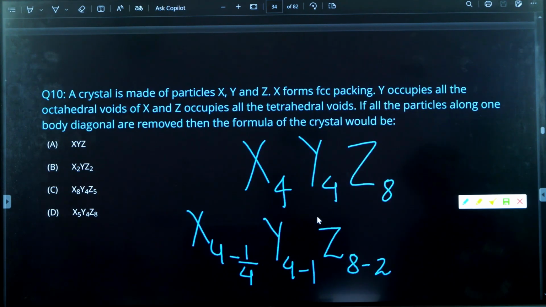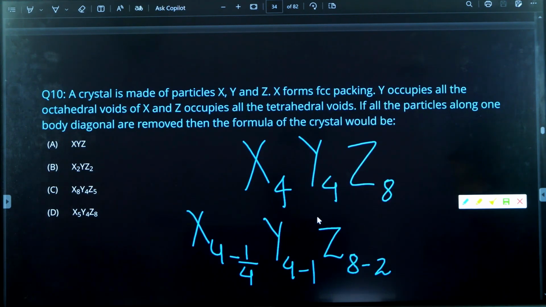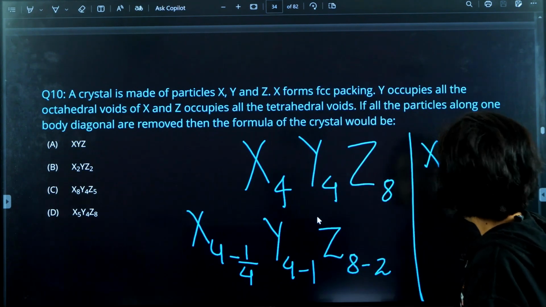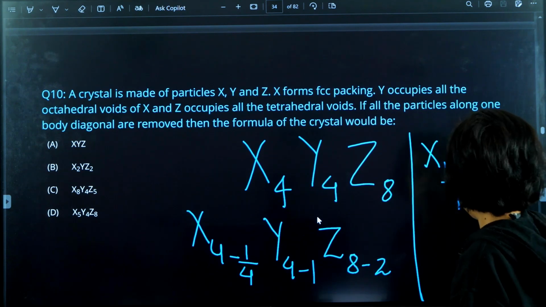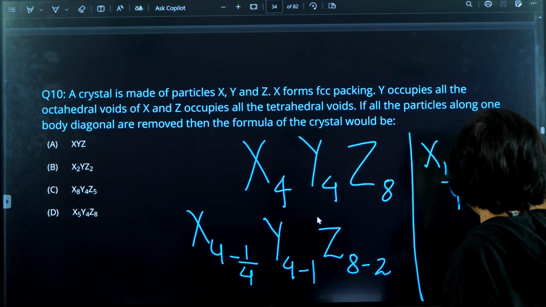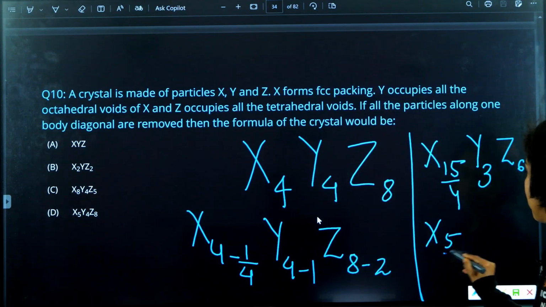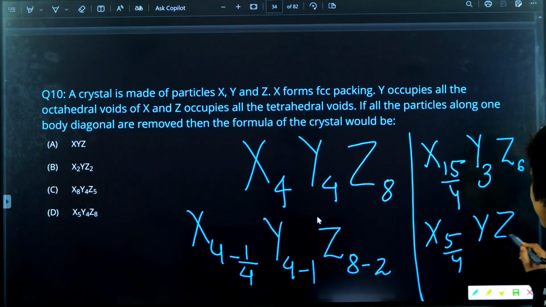So you are supposed to tell the final formula. That's it. So just the final formula, guys. Let me simplify it. It is X 15 by 4 Y 3 Z 6. This is the formula. Yes. You can take out the 3 common. So it's X 5 by 4 Y 1 Z 2.